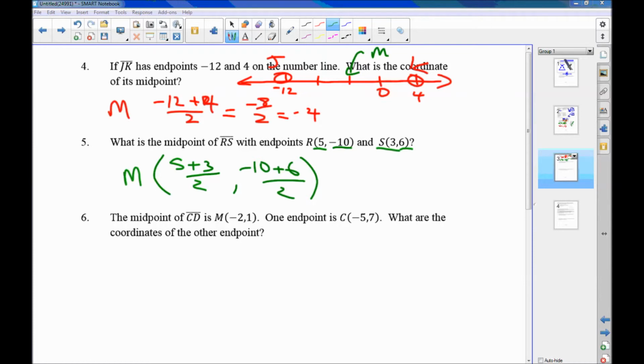So 5 plus 3 is 8. So our midpoint is going to be 8 divided by 2, which is 4. And -10 plus 6 is -4. And -4 divided by 2 is -2.